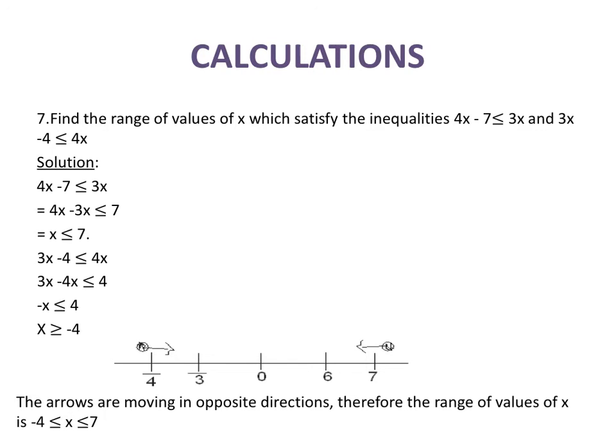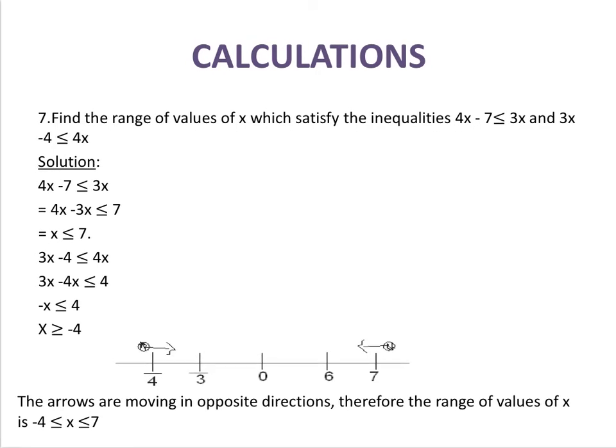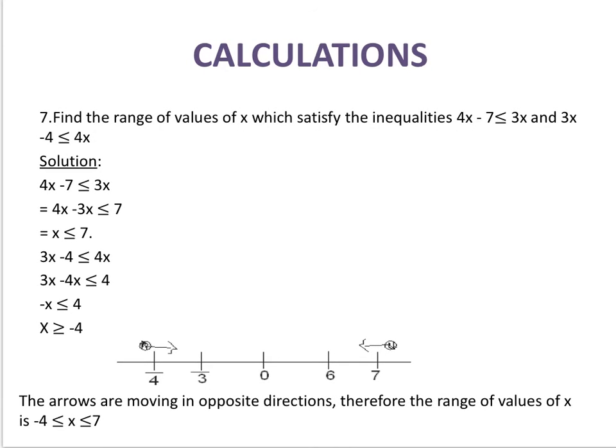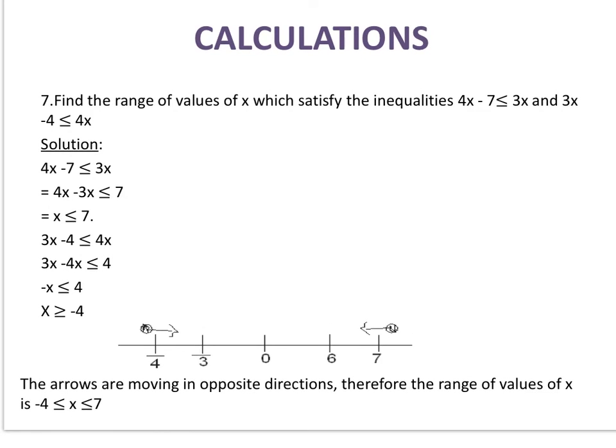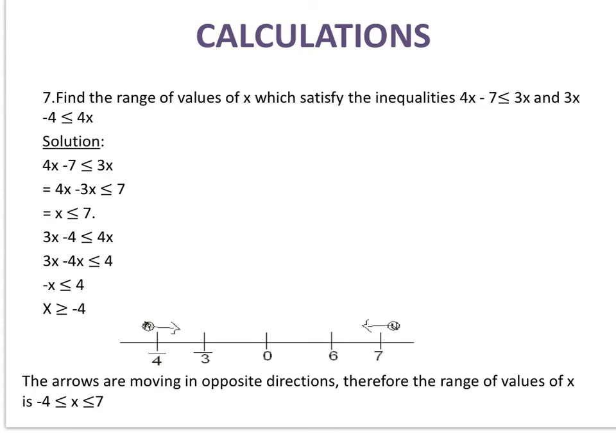Then, on a number line, you see minus 4 there, you see 0, the other one is minus 3, 4. The arrows are moving in opposite directions. Therefore, the range of values of x is minus 4 is less or equal to x, which is less or equal to 7.